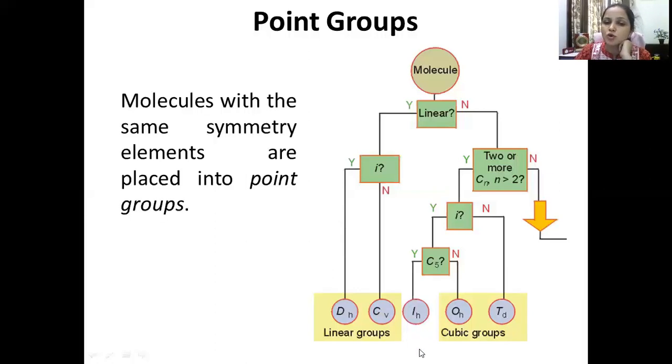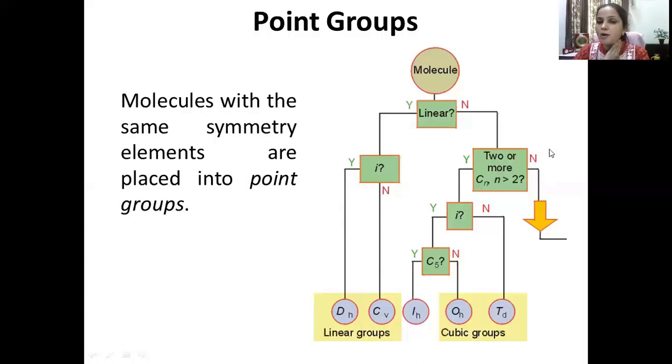So all these groups, Ih, Oh, and Td, are called the cubic groups because they are higher order axis groups. Whereas for the linear molecules, where we assign the point group C infinity v or D infinity h, these types of point groups are called the linear groups.